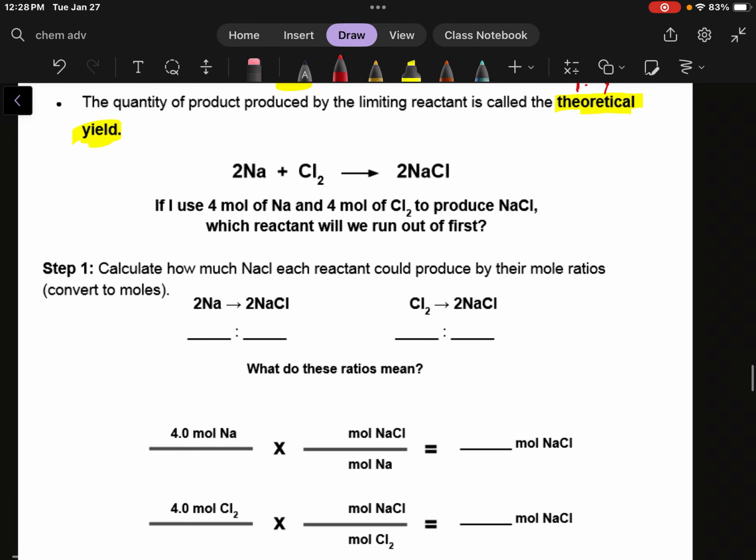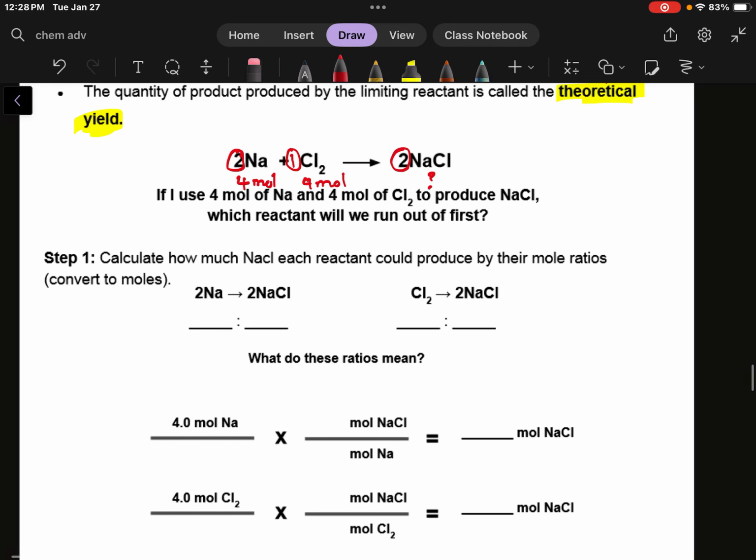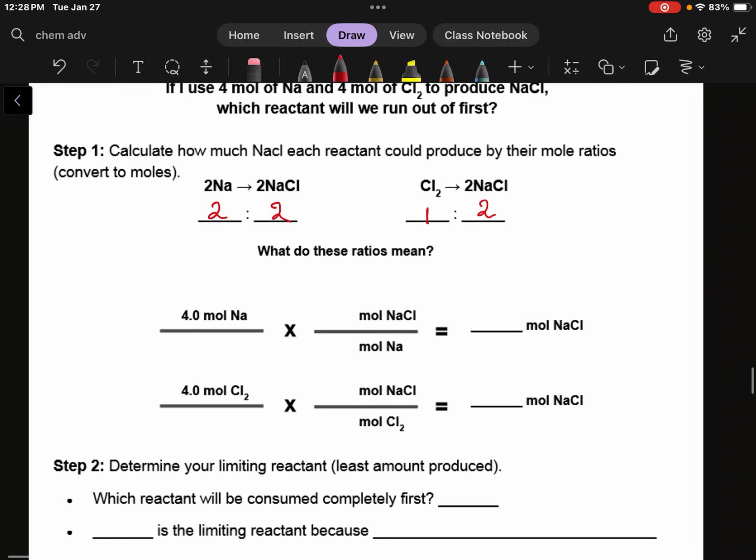Okay, let's do it. This time you have a question. According to the equation, there is 2 mole plus 1 mole giving 2 mole. You are given 4 moles of Na and 4 moles of chlorine, and you are going to find your limiting reactant and how much product you can make. Okay, so we know that 2 moles of sodium will give 2 moles of sodium chloride, and 1 mole of chlorine will give 2 moles of sodium chloride. So those are the mole ratios.